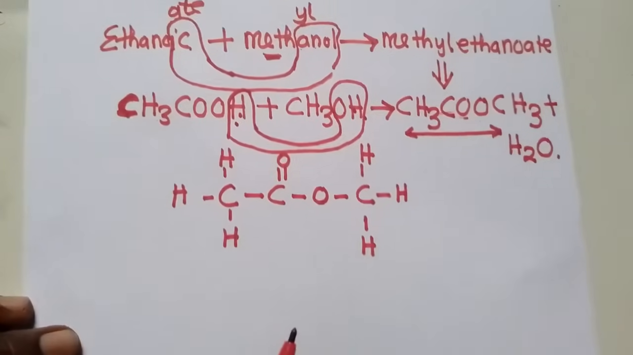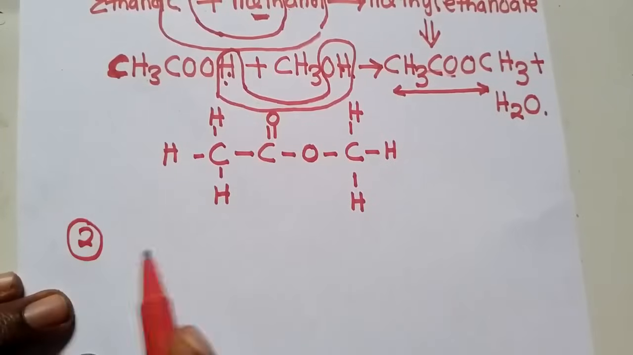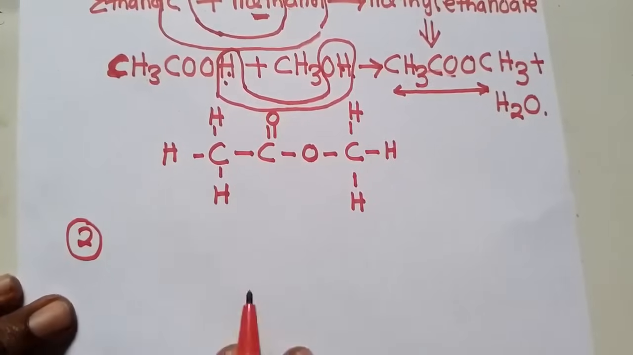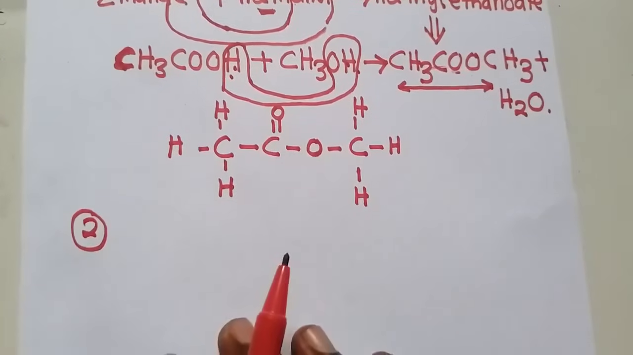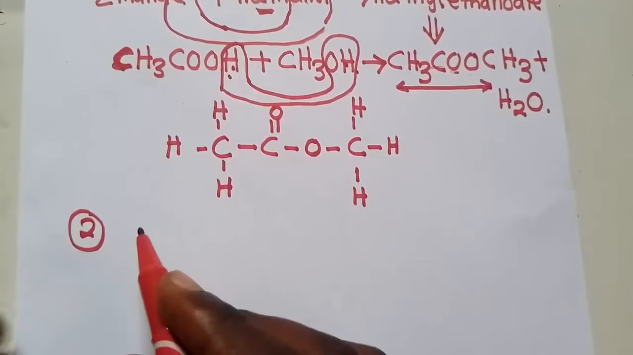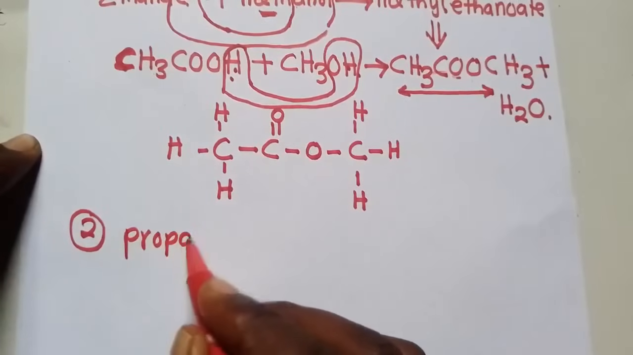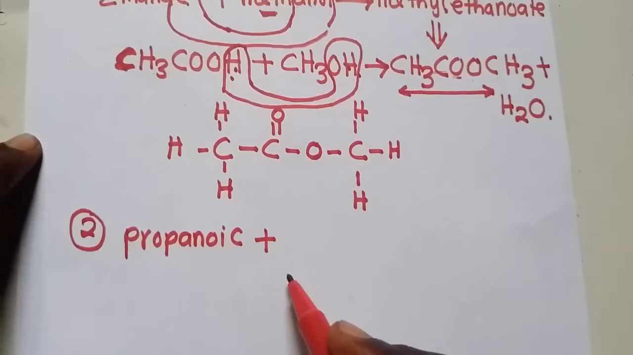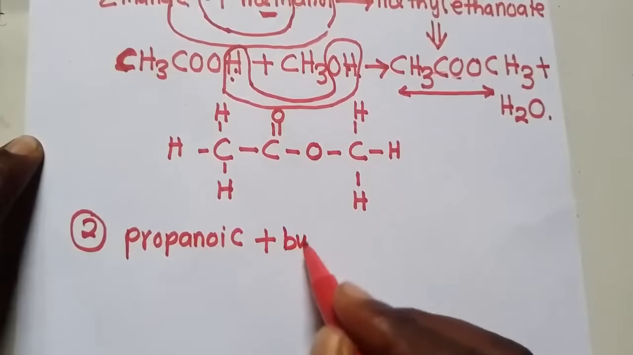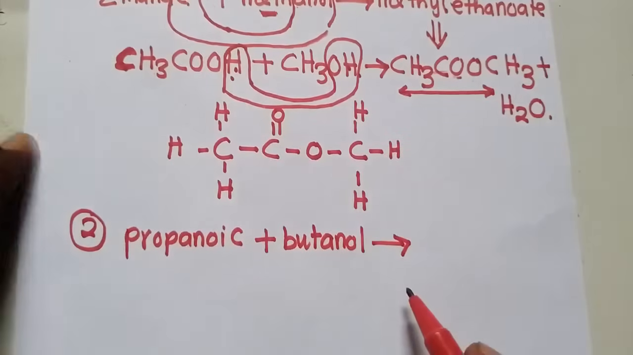Let us talk about another type now. So let us move to the other one. If you didn't understand that, I hope on this one you are going to understand. Let us talk about propanoic acid. So propanoic acid is reacting with butanol. So what is formed there?